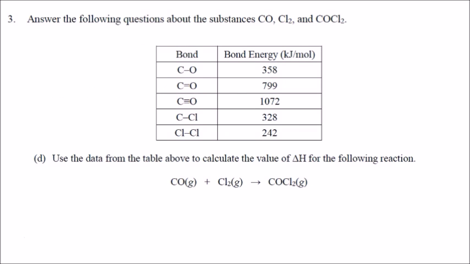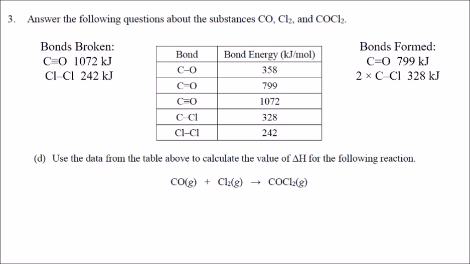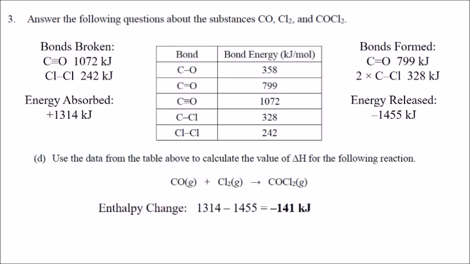In part D, we're going to do bonds broken minus bonds formed to figure out the delta H for this reaction. So what bonds are we breaking? Well, we're breaking the carbon-oxygen triple bond and the chlorine single bond. As far as the bonds we're forming, it's going to be a carbon-oxygen double bond and 2 carbon-chlorine single bonds. So total amount of energy absorbed, 1,314 kilojoules. Energy released in forming the bonds, 1,455. Therefore, the delta H for this reaction would be negative 141 kilojoules.